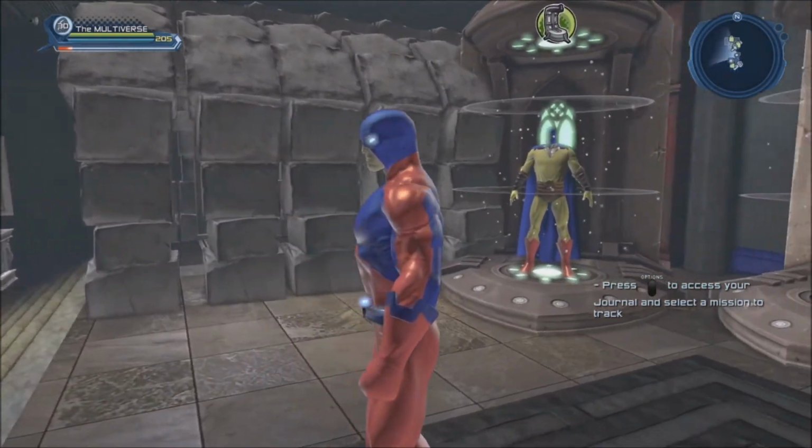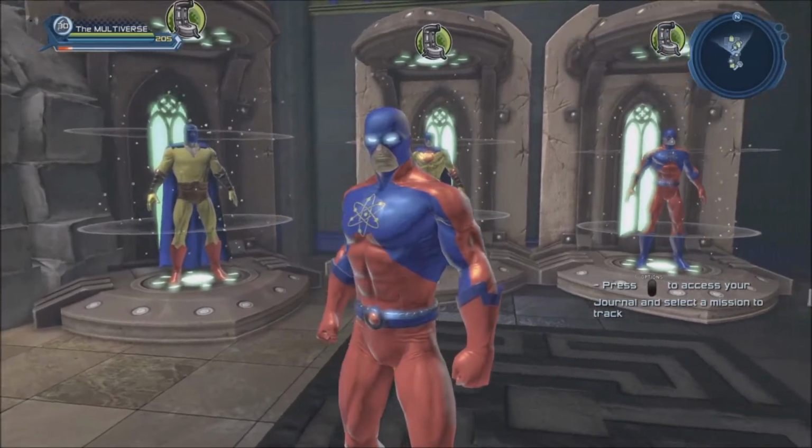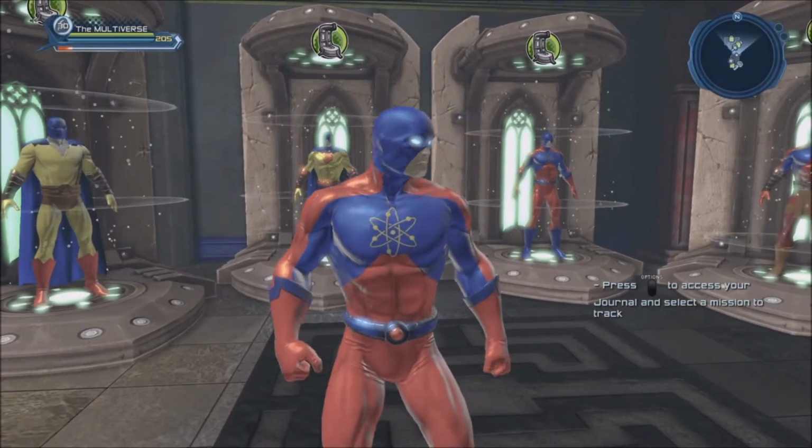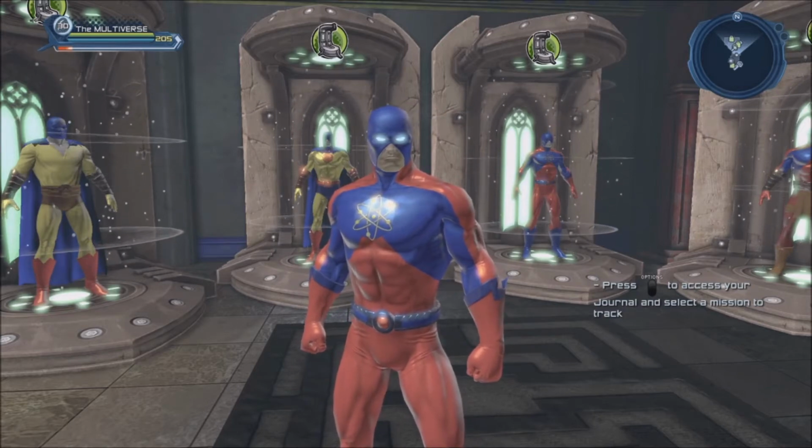I didn't cover every version of Ray Palmer's costume, and the same with all the Atoms. Basically, I'm going to cover the most important or the most influential versions.